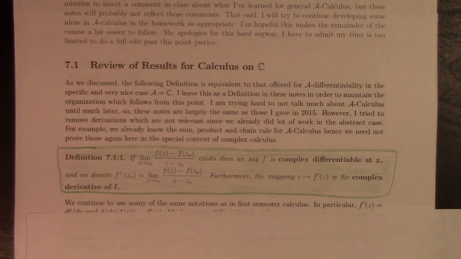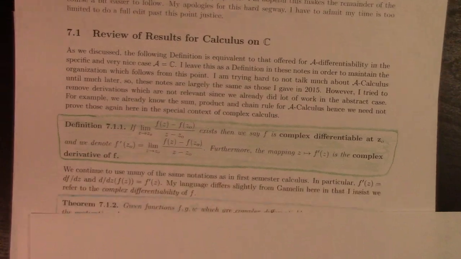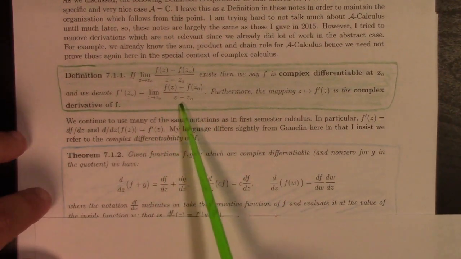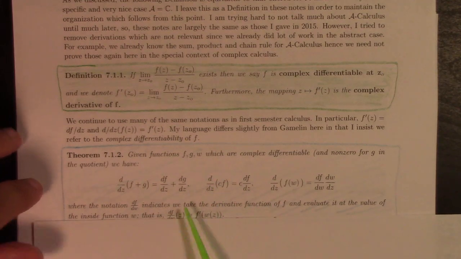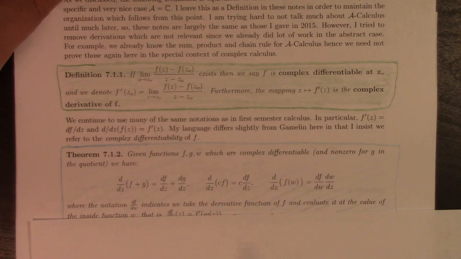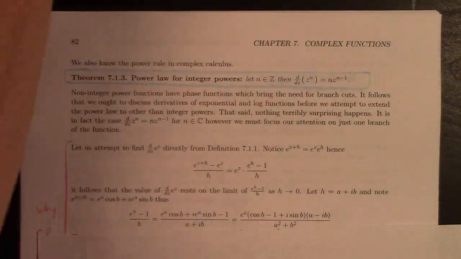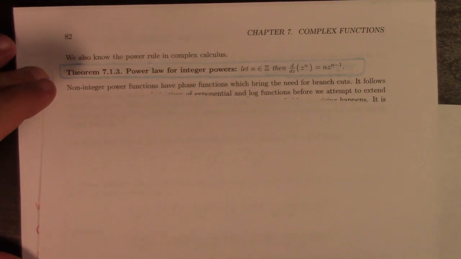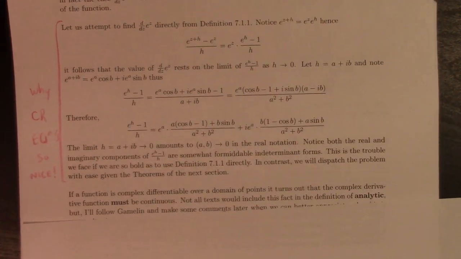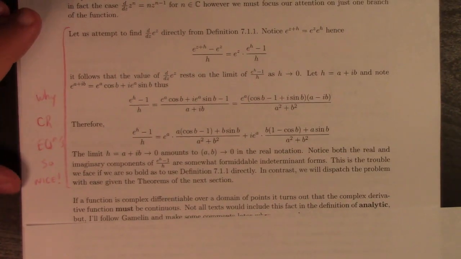I mentioned in class that this is the usual definition of complex derivative, right? We have a difference quotient, just like Calc 1. It satisfies linearity, you can pull constants out, you got a chain rule, great. You got a power law. Now, that said, it's not all fun and games.